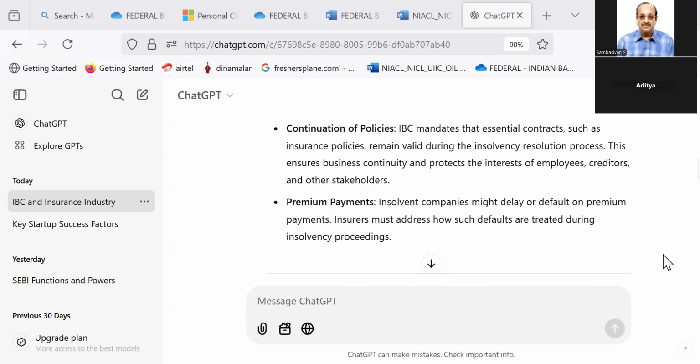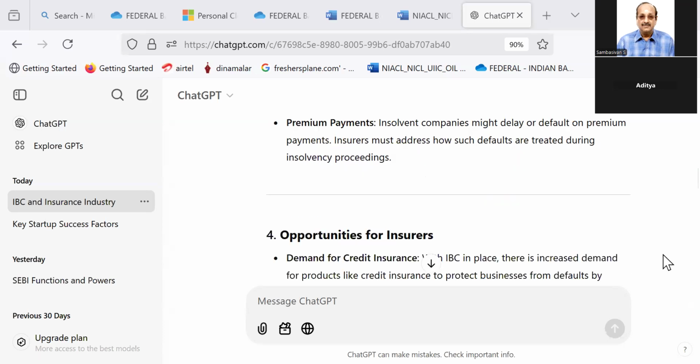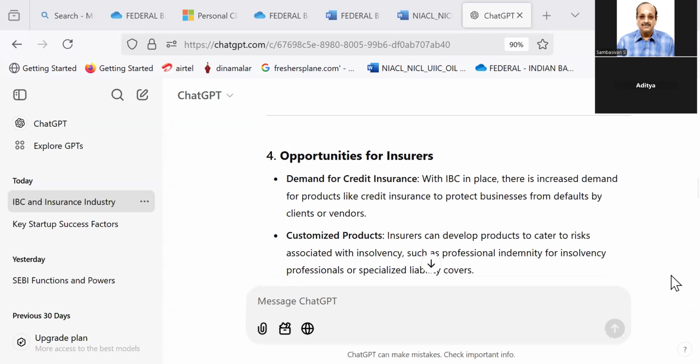Premium payments. Insolvent companies might delay or default on premium payments. Insurers must address how such defaults are treated during insolvency proceedings. Opportunities for insurers.